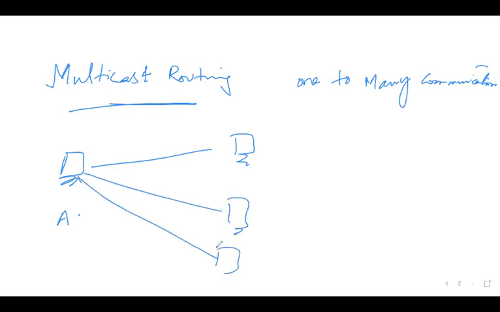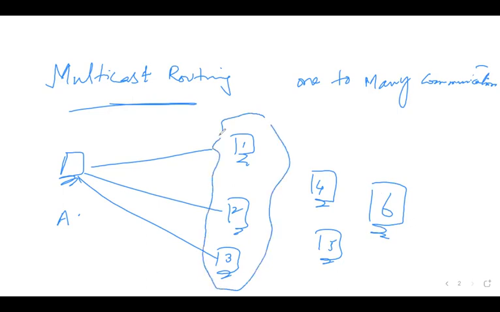This is a group of nodes. For example, there may be some other nodes, node 1, 2, 3, 4, 5, and 6. Out of these 6 nodes, node A is communicating with these 3 nodes, 1, 2, 3. So this is communication with a group of nodes having a common interest. So this is multicast.